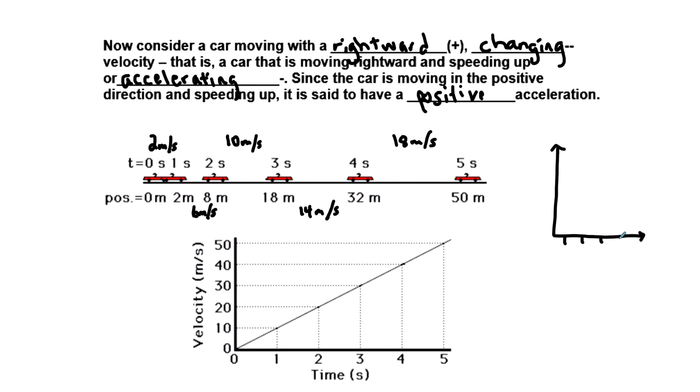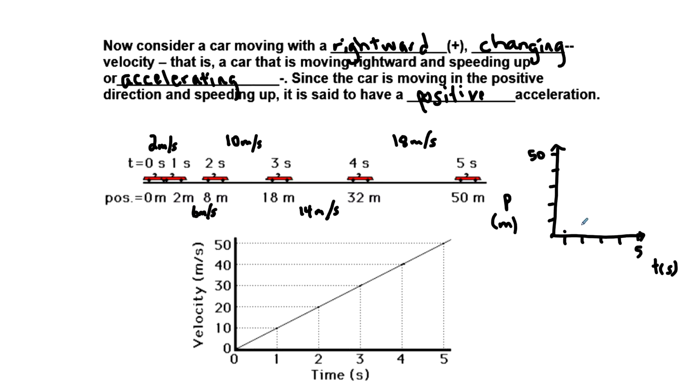So I'm going to do the 5 seconds. So this is the time in seconds. And I'm going to show the position in meters. Okay, so I need to go up to 50. I'm just going to go up by tens here. 10, 20, 30, 40, 50. Okay, so we'll start at 0. At the first second, it would be at 2. I'm just kind of eyeballing this.